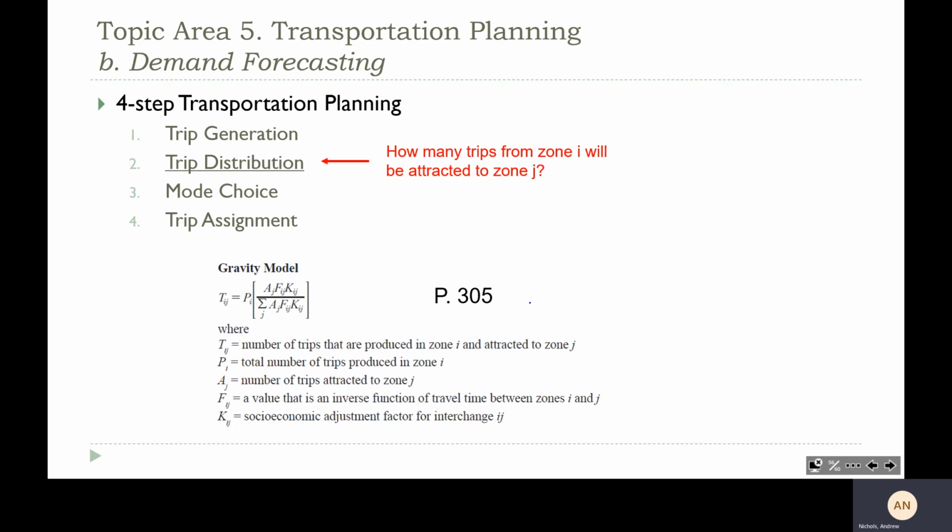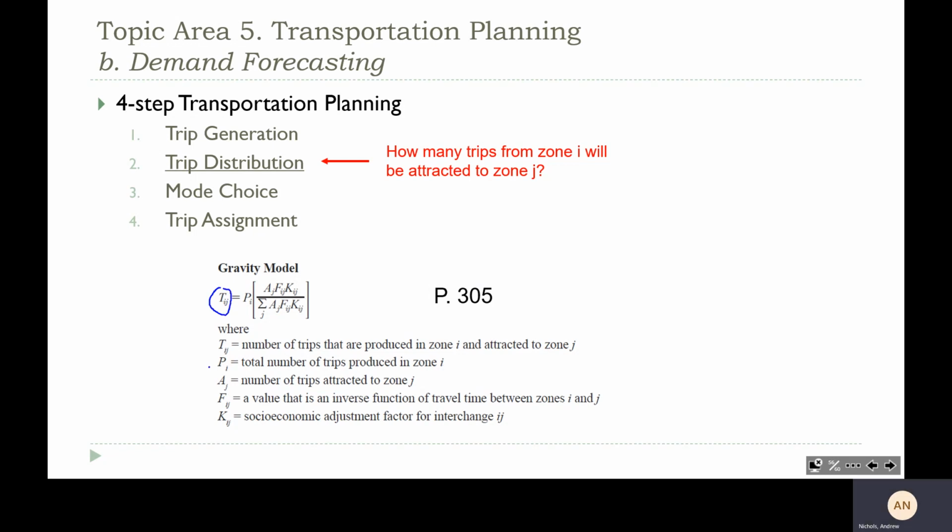Trip distribution, though, they give you this gravity model on page 305. So in transportation planning, you can imagine the city being broken up into these different blocks or zones based on census information. And so with trip distribution, you're trying to look at how many trips are going from one part of the city over to another part of the city. And that's what's happening with this gravity model here.